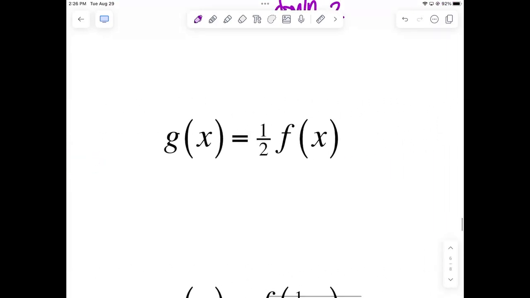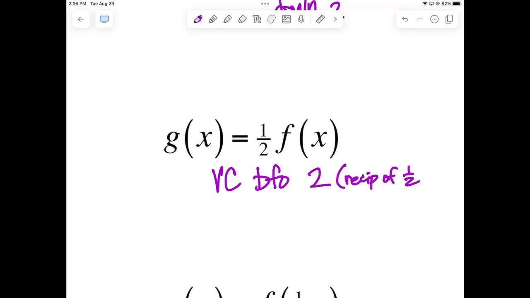Whereas over here, you see a 1/2 being multiplied on the outside. That's still a vertical dilation, but because it's a half, it's half as tall as it used to be. And if something is half as tall as it used to be, that means we have vertically compressed it by a factor of what? 2, which is the reciprocal, I'll make this note here, of 1/2.